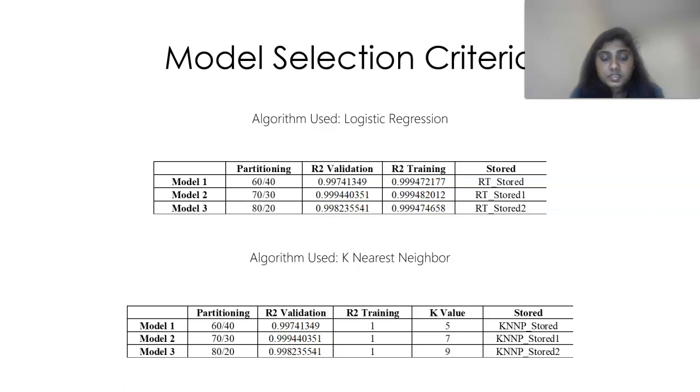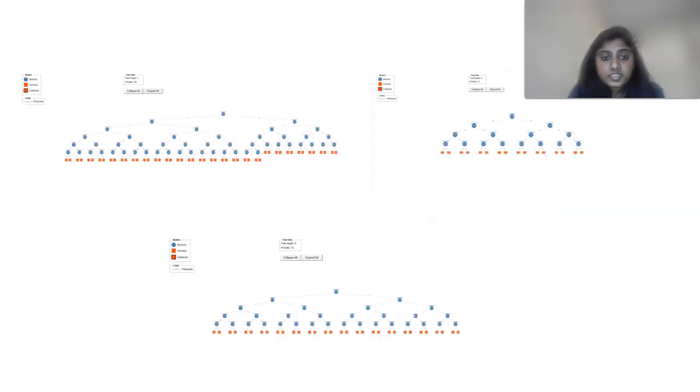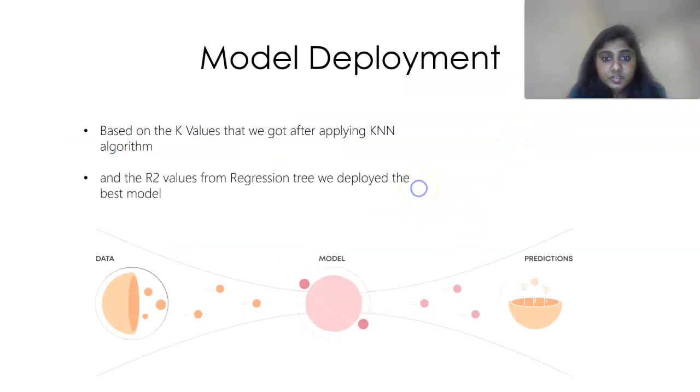So based on the results that we have got after applying these 2 algorithms, we have chosen the best model. Moving on to the next slide, these are the graphs and decision trees that we have got after applying the 2 models. We can see the decision trees here. And moving on to the next slide, model deployment.